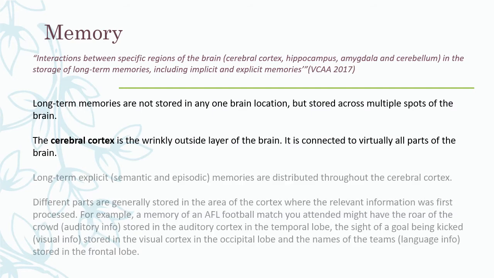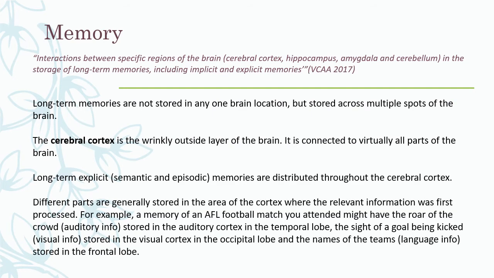Alright, so the different parts of the brain associated with memory and learning technically. So long-term memories are not stored in any one brain location, but they're usually across different spots of the brain. So the cerebral cortex is the outside layer of the brain. It's connected to everything. Long-term, explicit, semantic and episodic, so facts and events in your life, are distributed throughout the cerebral cortex. Different parts are generally stored in the area of the cortex where the relevant information was first processed.